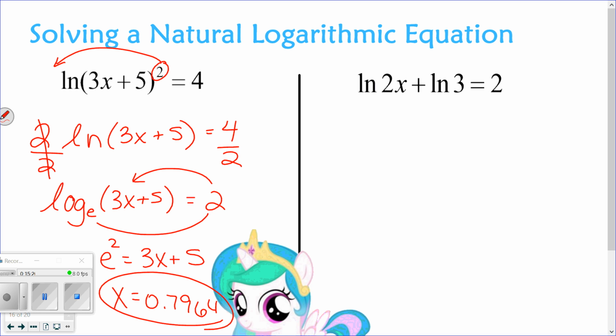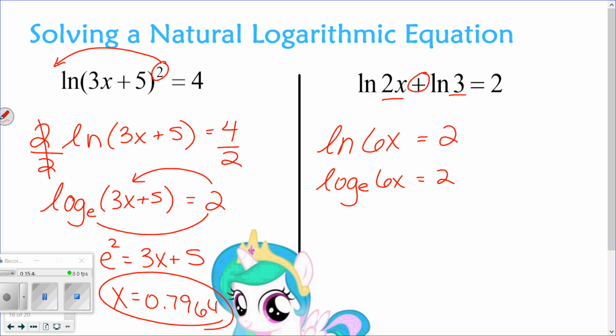All right, what do you want to do on this one first? Smoosh. Yeah, you condense that down using your properties. So natural log, what do I do with these two numbers? You'll multiply them because of the plus. So 2x times 3 is 6x equals 2. Natural log is log base e, 6x equals 2. Loopy swoopy.